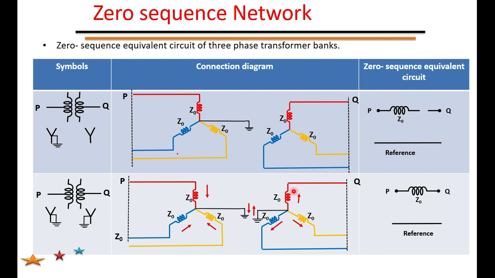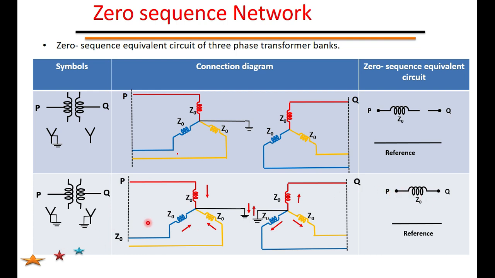Therefore, in the network, what I showed here between P and Q is Z0, because I told you that you can consider either this Z0 or this Z0. That is the equivalent impedance referred to either the primary or the secondary. I am simply representing it by Z0, whether it is referred to the primary or the secondary. What I mean is that a complete path exists for the zero sequence current, therefore it is represented here between P and Q.